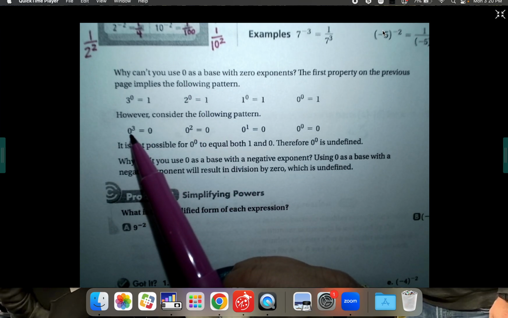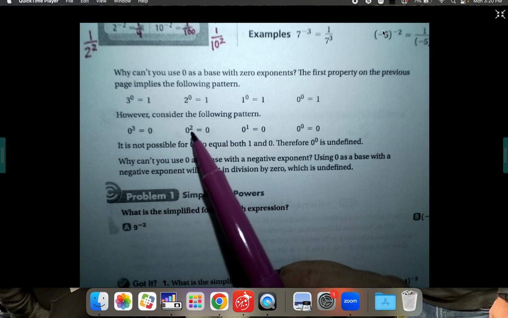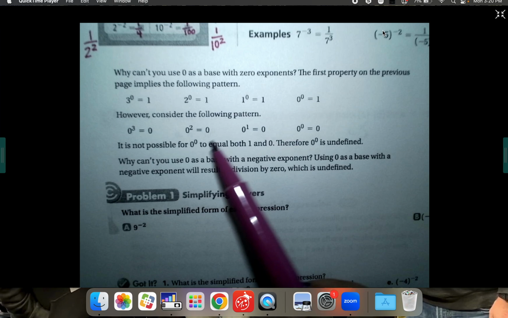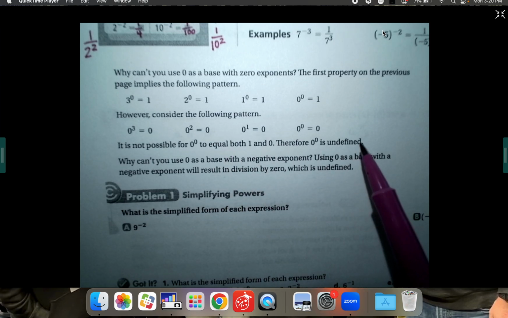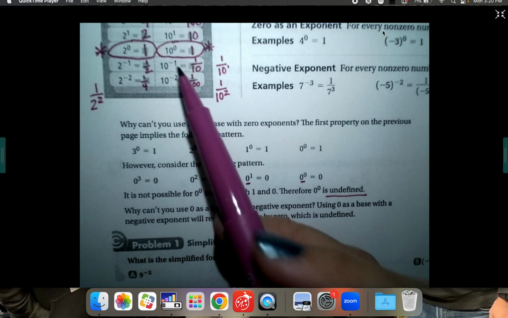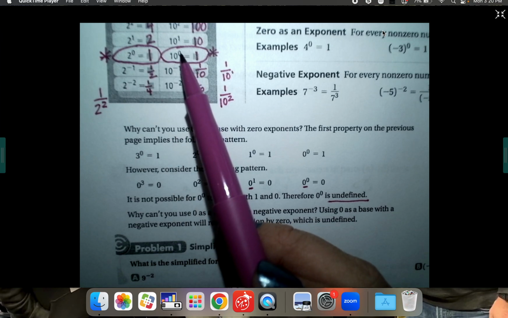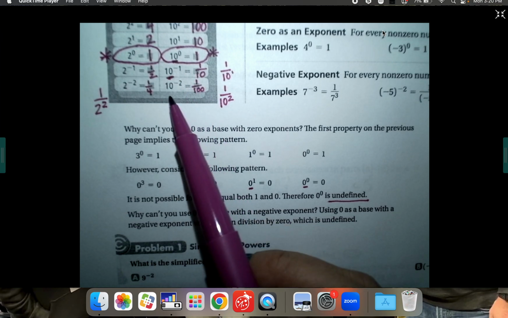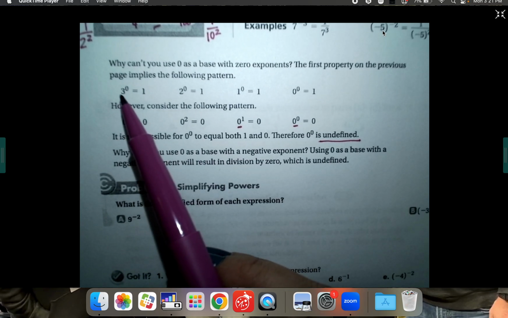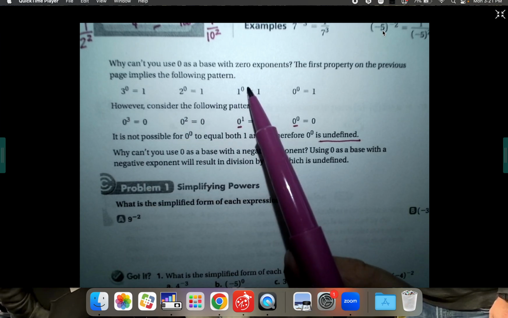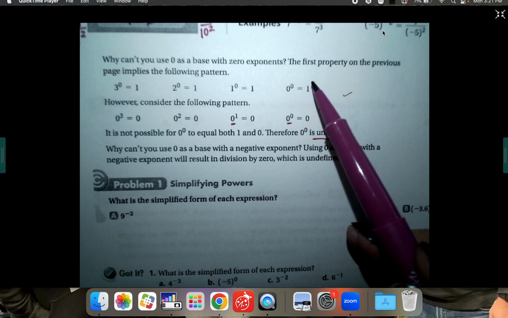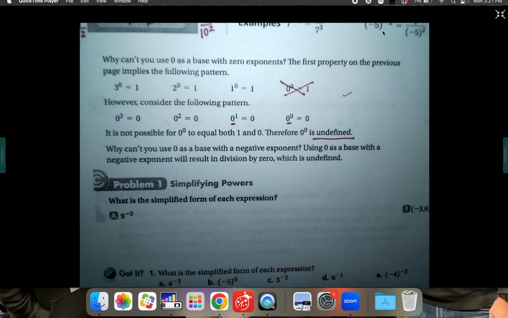We can't use 0 as a base because 0 to the third is 0, 0 squared is 0, 0 to the first is 0, 0 to the 0 is 0. Like, 0 ends up being 0, so it's undefined. So we're not going to use 0 as a base. You can use 0 as an exponent like we did right here, but it only works when the base number is not 0. It would be undefined. However, any other number to the 0 power would equal 1, except not that one, because 0 to the 0 power is undefined.